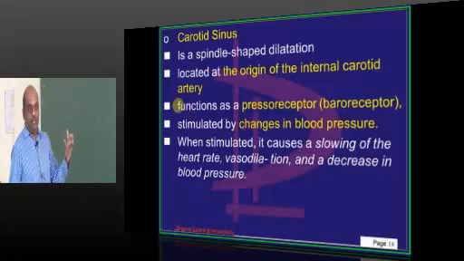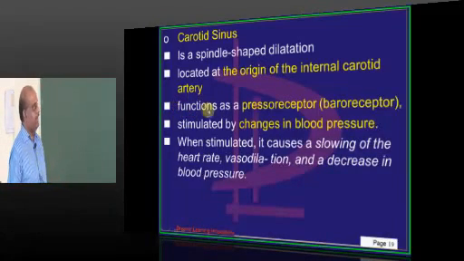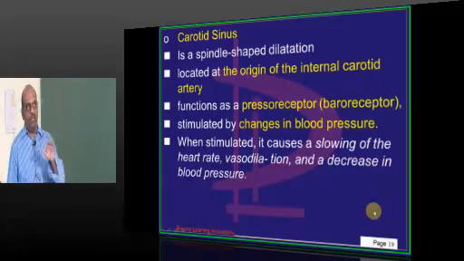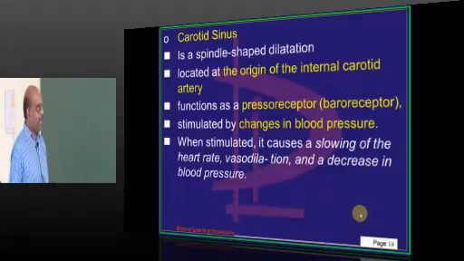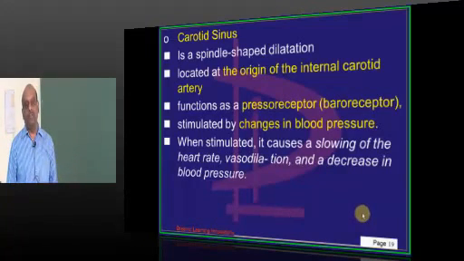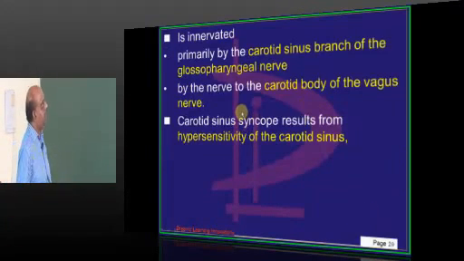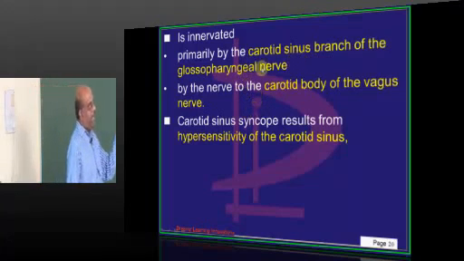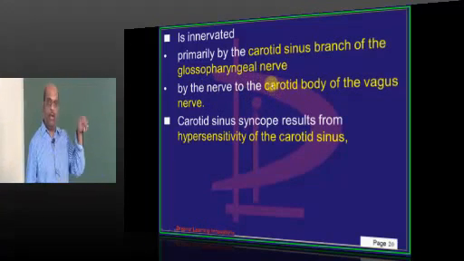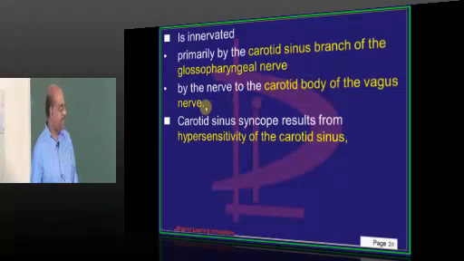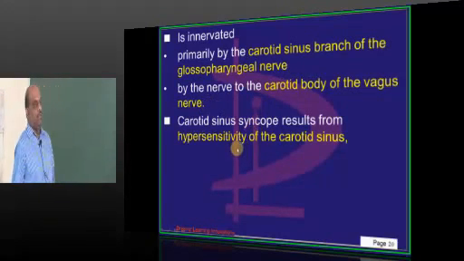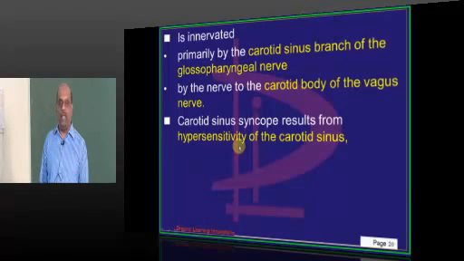It is a baroreceptor which can detect the blood pressure, and whenever it gets stimulated, it will lead to the vagus getting stimulated, and that will lead to bradycardia, vasodilatation, and fall of the BP. So mainly it is innervated by the carotid sinus branch of the glossopharyngeal and also by the nerve to carotid body, which is basically vagus. And some people will have hypersensitivity to the carotid sinus.